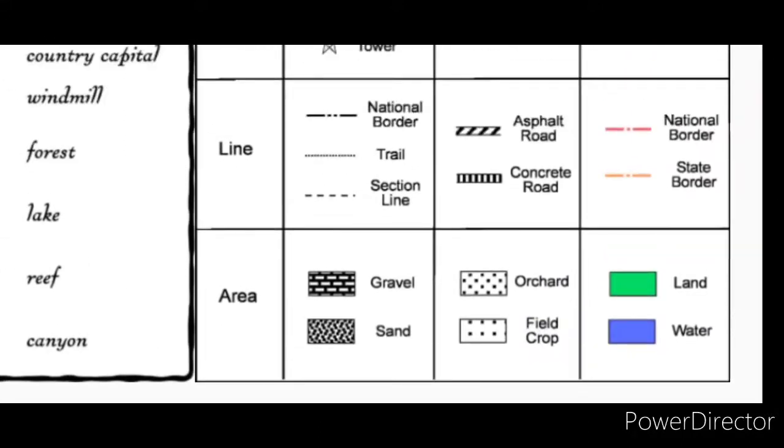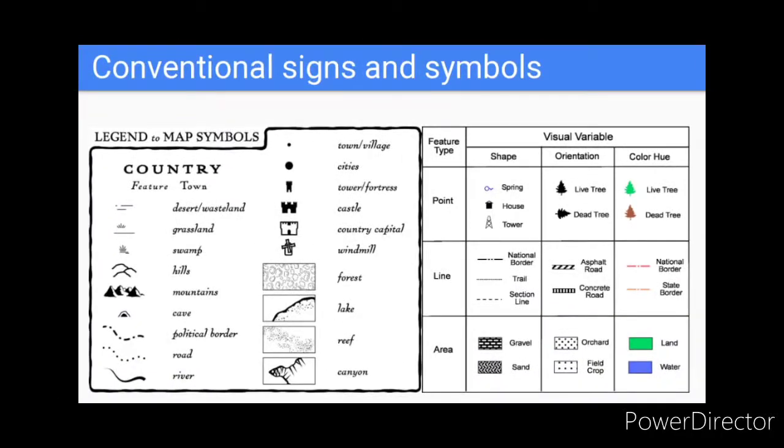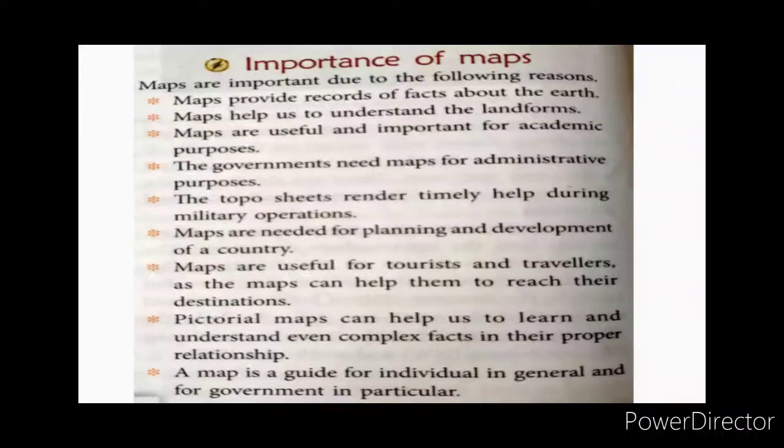Then this particular symbol, green and blue, is for land and water. So you will have to keep in mind what these signs and symbols tell you, and then you will easily be able to recognize them on the maps.